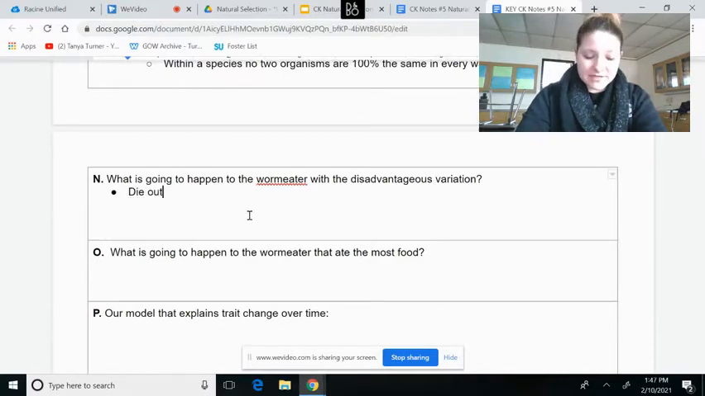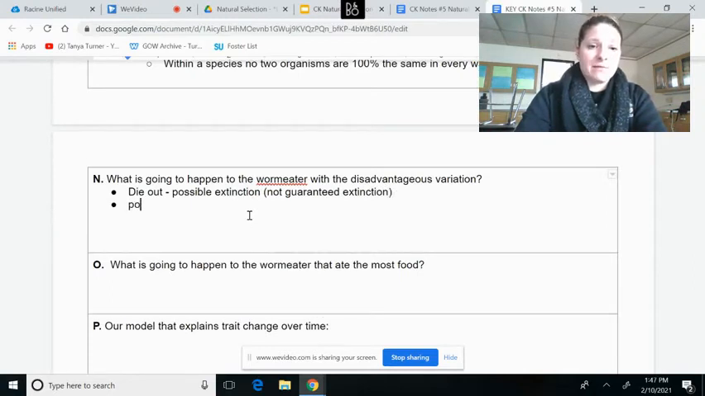It's possible to go extinct, but not always going to happen. Possible extinction is a situation that could occur. Not guaranteed. Not a guaranteed extinction, and the population would decrease. Because when they start dying, populations go down. So the death rate increases over the birth rate and the population decreases.